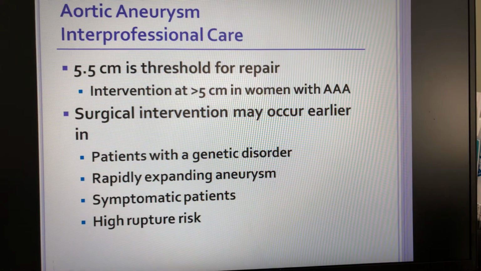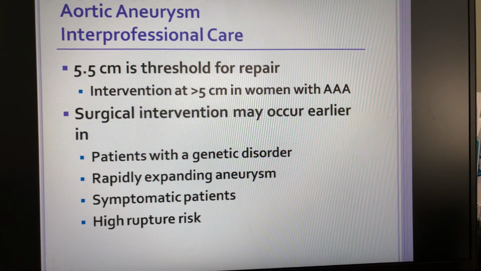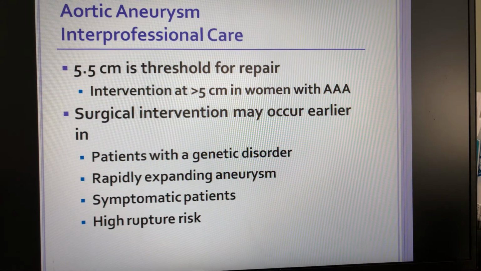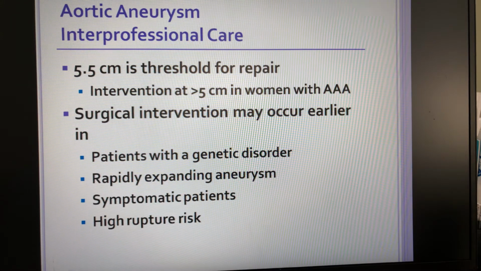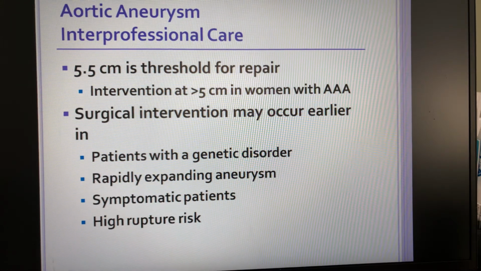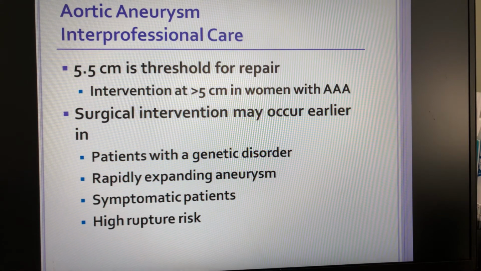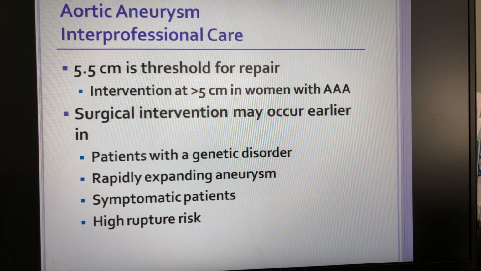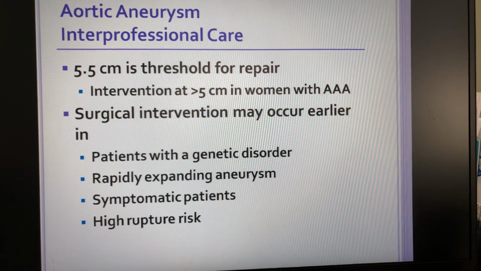So surgical intervention may occur sooner if the patient has a genetic disorder like Marfan disease or Ehlers-Danlos syndrome. If the aneurysm expands rapidly, or if it becomes symptomatic, or if the risk of rupture is high, those are some of the things we take into consideration when we are looking at surgical repair.